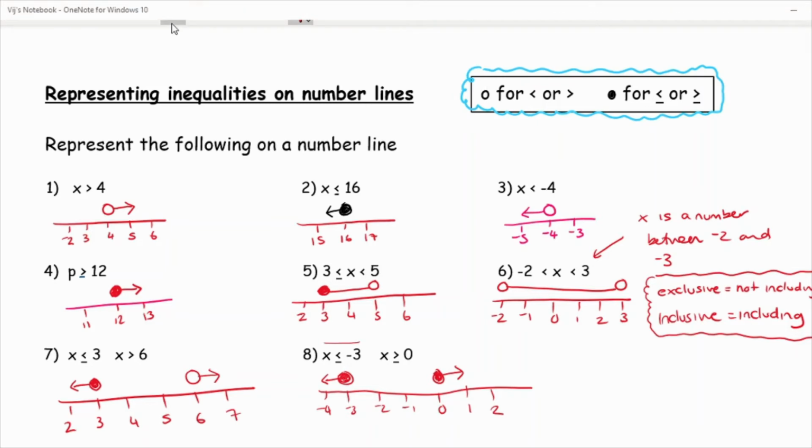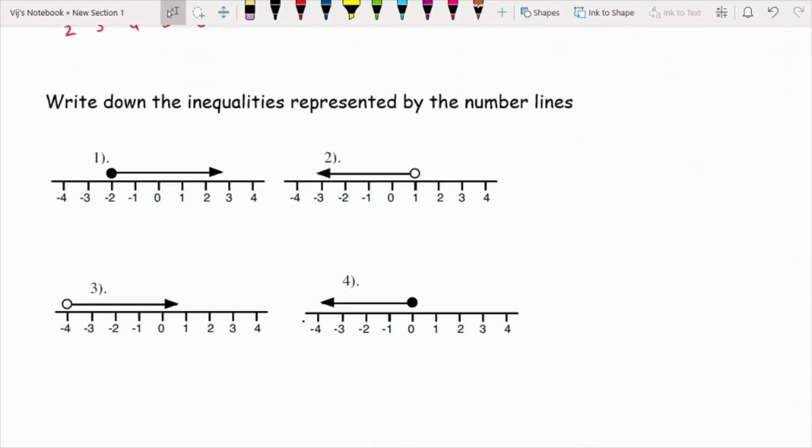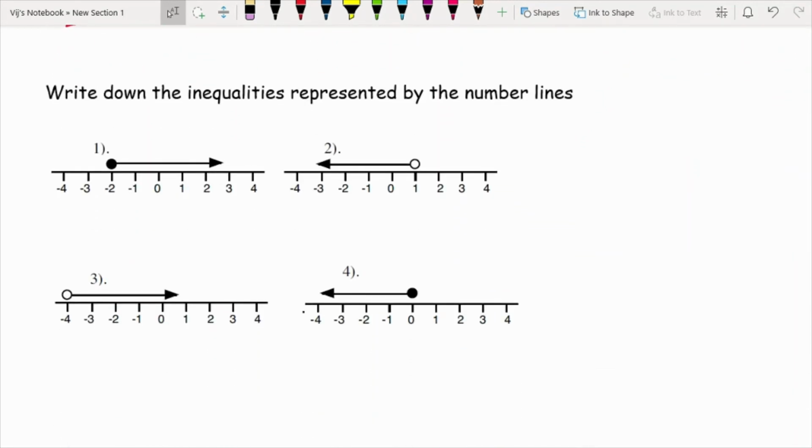So then moving on to going in the opposite direction. Let's have a look at what happens when we're given a number line and we need to work out and write down the inequality.